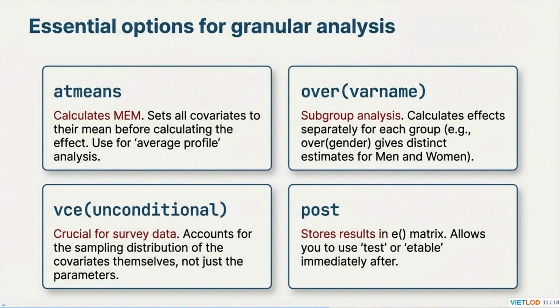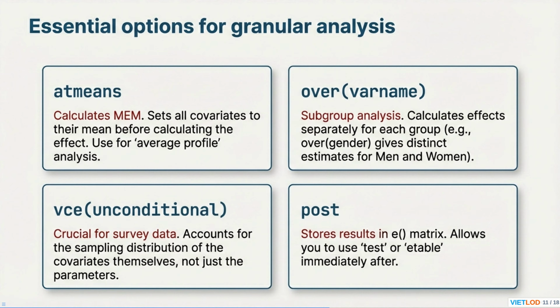Beyond the basic margins command, Stata offers several powerful options for a more granular and robust analysis. First, the at((means)) option is used to calculate the marginal effect at the mean, or MEM. This sets all covariates to their mean value, essentially creating a hypothetical average person, and then calculates the marginal effect for that specific profile. Next, the over(varname) option is critical for subgroup analysis. It allows you to calculate and present marginal effects separately for distinct groups within your data, such as for men and women, providing tailored insights.